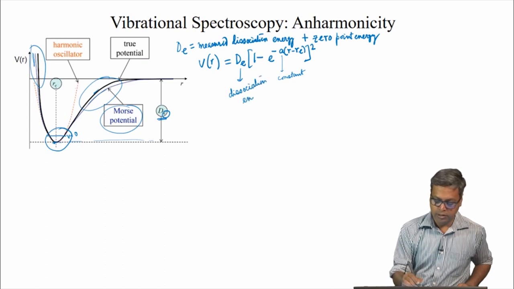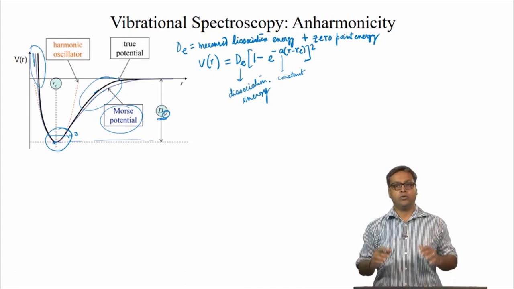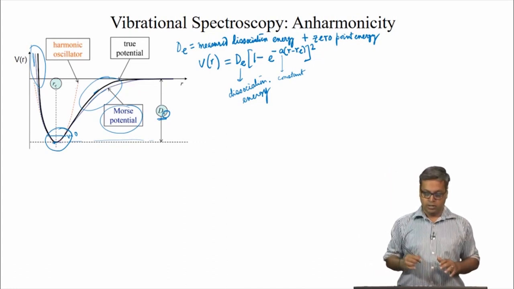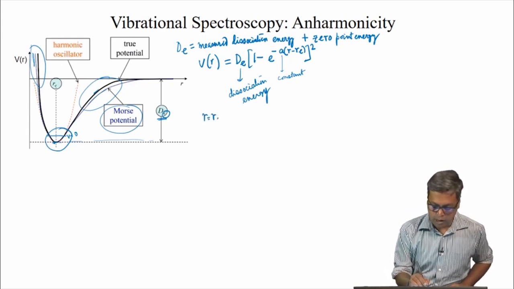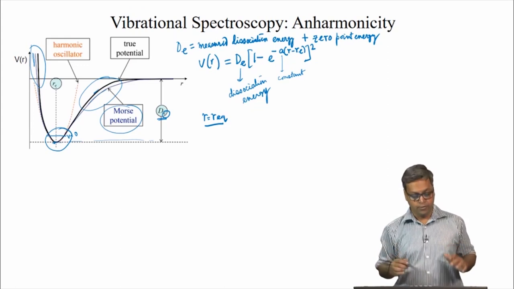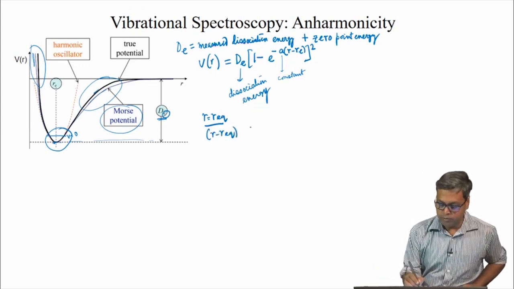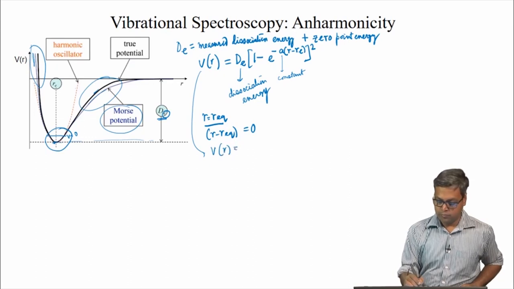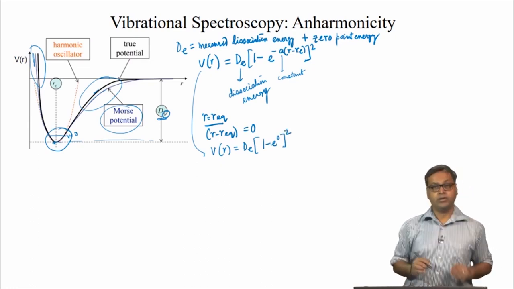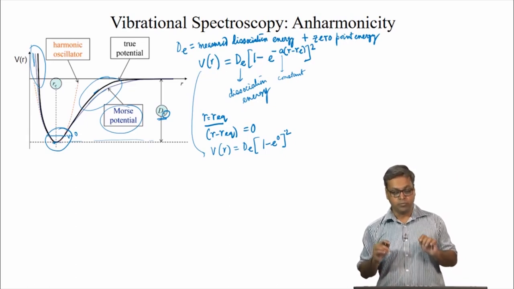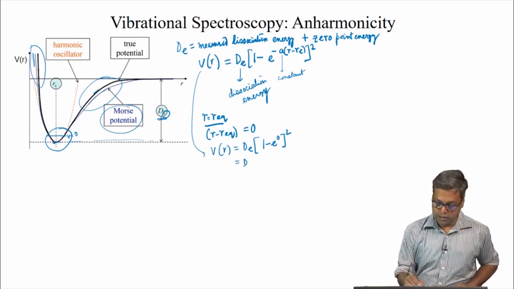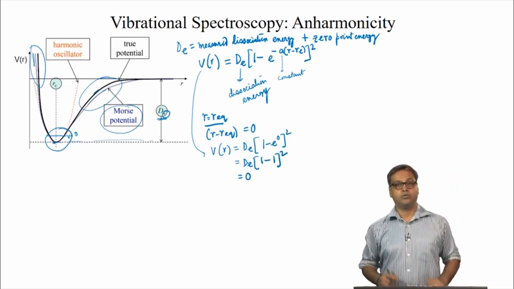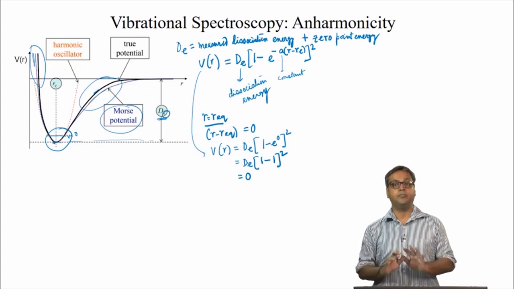And dE is the dissociation energy. So, at the equilibrium position, that means at R equals R equilibrium, we have R minus R equilibrium equals 0. So, we can write V(R) equals dE times (1 minus e to the power 0) squared, and as we know, the exponential term, that is e to the power 0, is 1. So, we have dE times (1 minus 1) squared. So, this becomes 0. So, the potential becomes 0 and thus it is a minimum.